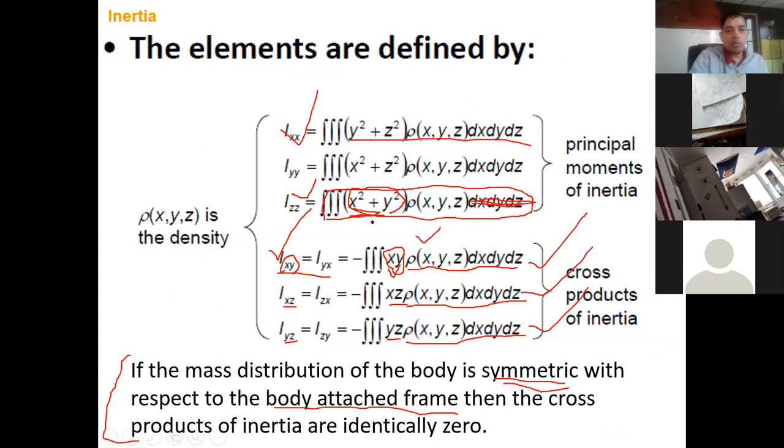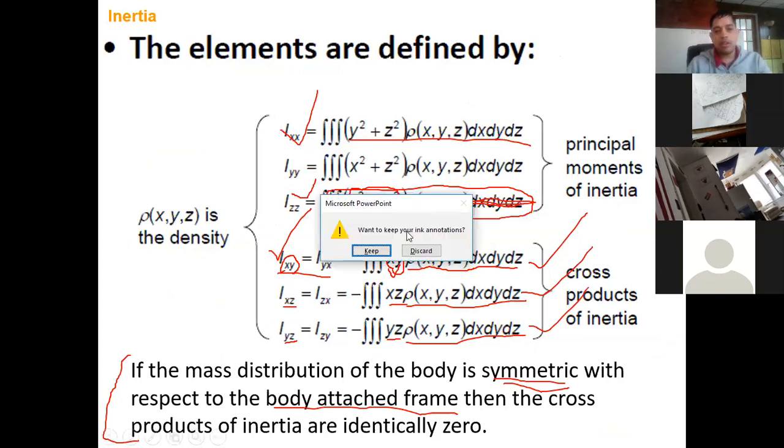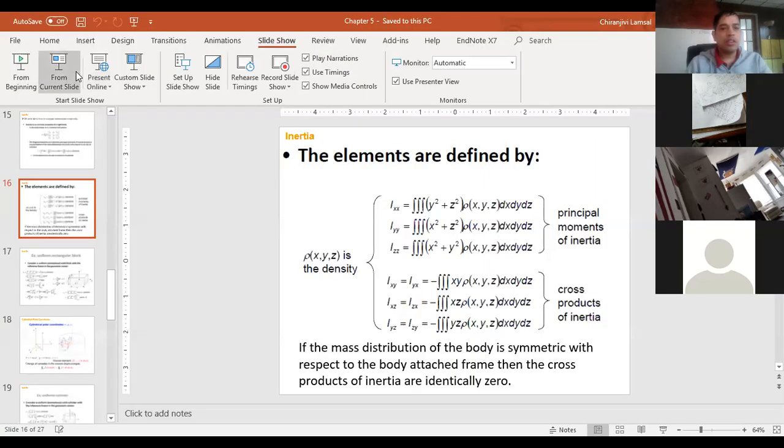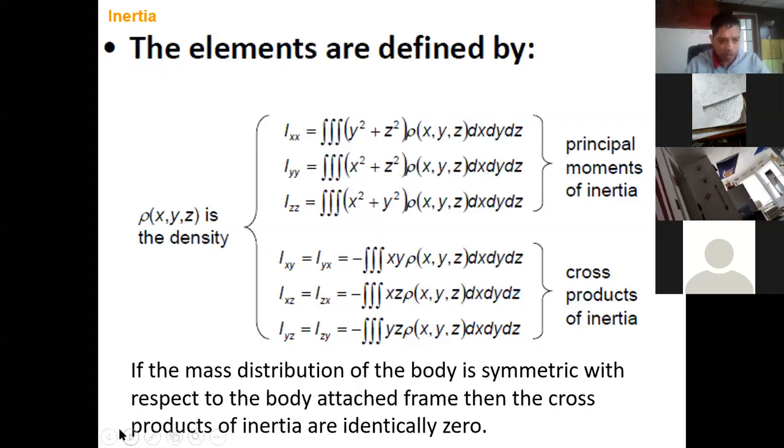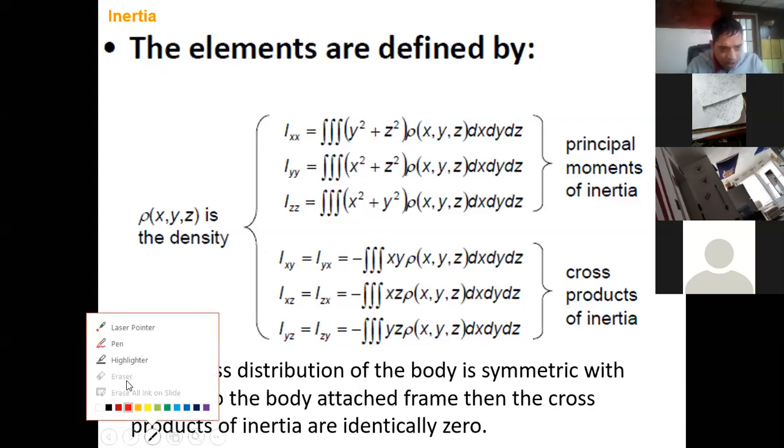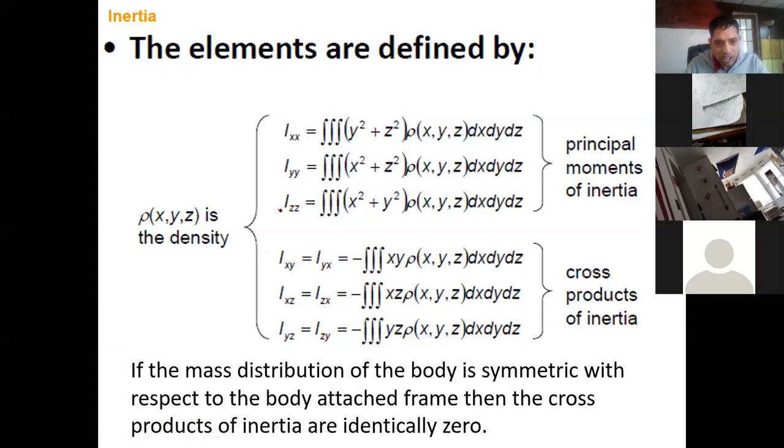This is so messy. Let me clear this up. So for the dz, we are doing dz, right? So this is actually dV, okay? In the Cartesian coordinate system, what is your dV? In Cartesian, you have dx, dy, dz, right?